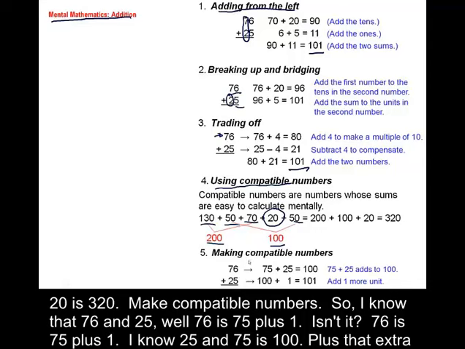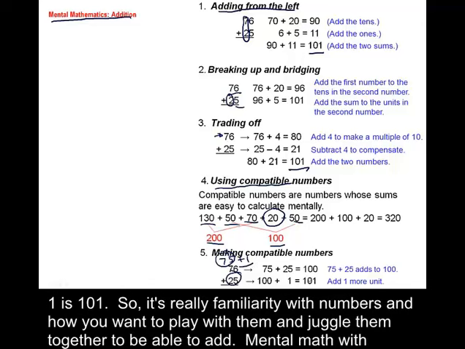Make compatible numbers. So I know that 76 and 25, well, 76 is 75 plus 1, isn't it? I know 25 and 75 is 100, plus that extra 1 is 101. So it's really a familiarity with numbers and how you want to play with them and juggle them together to be able to add.